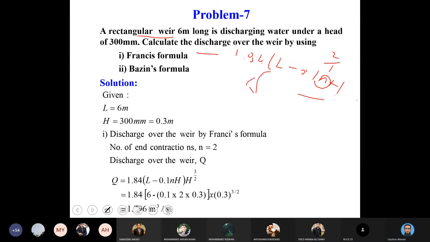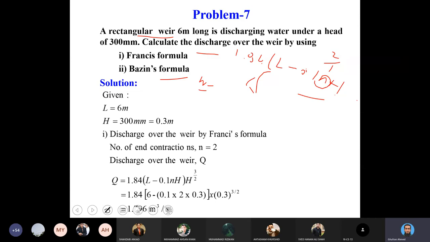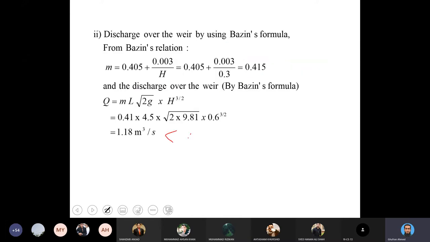And second, you will use Bazin's formula simply. First of all, you will find M and then calculate the discharge Q. So you can see that the discharge calculated using the Francis formula was 1.796 meter cube per second, whereas the discharge from Bazin's formula is less than that. These are all empirical equations.